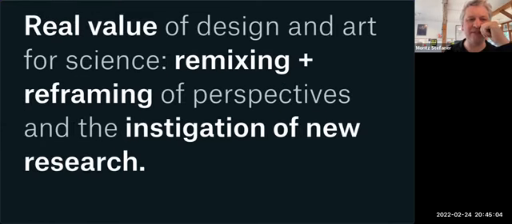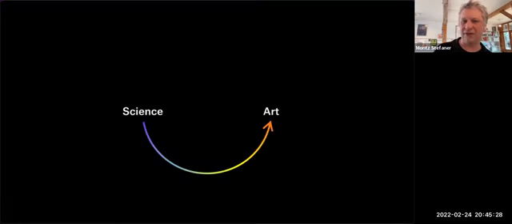But the real value, the contribution that design and art can make for science, is to remix and reframe perspectives, and maybe even instigate new research and new ways to look at what we are even doing, right? And that comes back to that idea, maybe we need radical paradigm shifts. And I think in order for that to happen, but that's a much more long-term perspective, we need to have a seat at the table as creatives as well, because much too often the default assumption is science produces some data and knowledge and stuff, and then art or design communicates and transforms that, right?